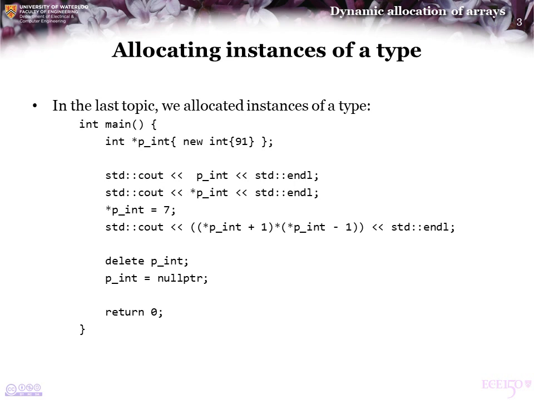So in this case, if we were to execute this program, the output may appear something as follows. Again, the address at which the integer is allocated is probably going to change every single time you execute this program.